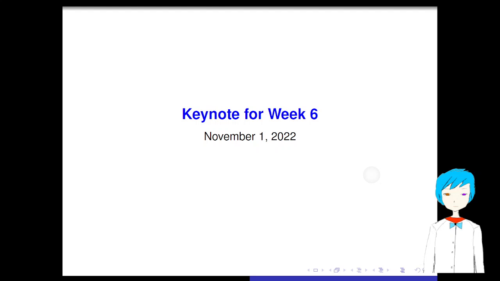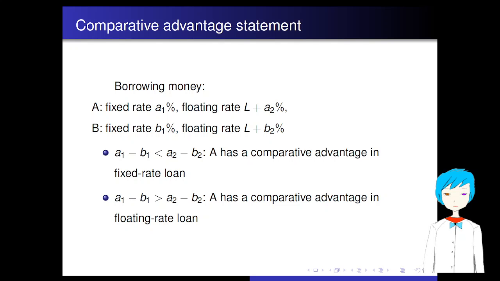So first, the first thing that we should pay attention to is a comparative advantage statement. Suppose two companies wish to borrow money. Company A can borrow at the fixed rate of A1%, and at the floating rate it is LIBOR plus A2%. For company B, the fixed rate is B1%, and for the floating rate it is LIBOR plus B2%.